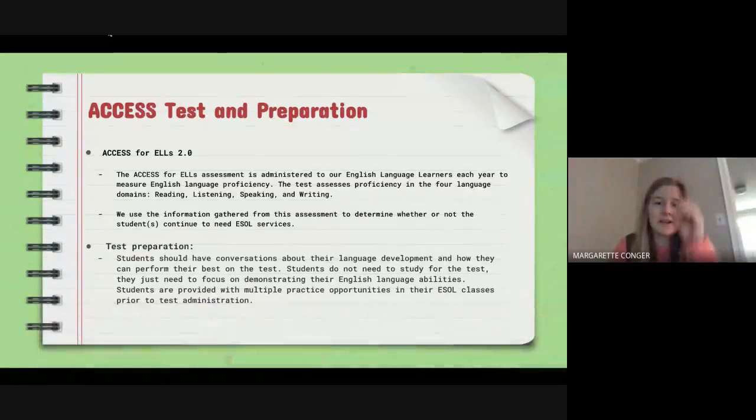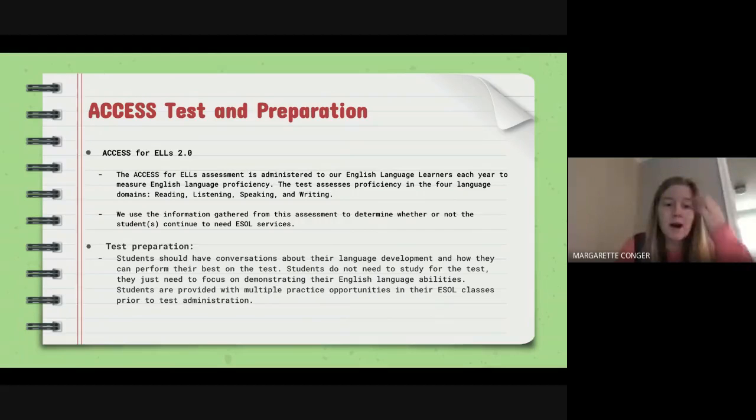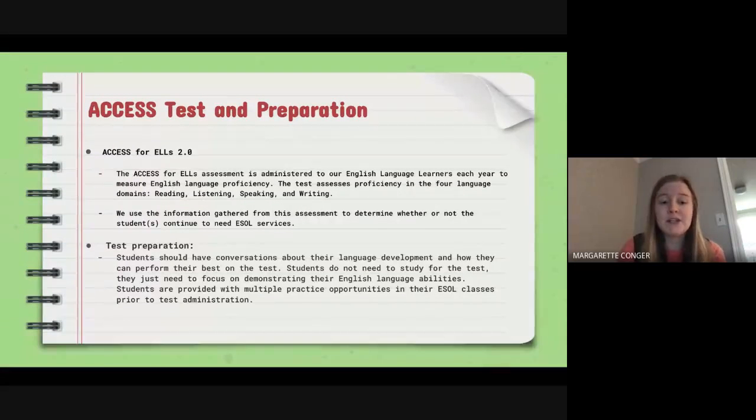Hi, I'm Ms. Conger, the ESOL teacher at Griffin High School. ESOL stands for English to Speakers of Other Languages. Our English language learners take the Access for ELLs assessment each year. It is administered to measure English language proficiency. The test assesses proficiency in the 4 language domains: reading, listening, speaking, and writing. We use the information gathered from this assessment to determine whether or not the students continue to need ESOL services.